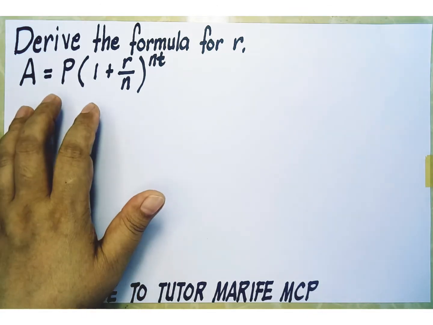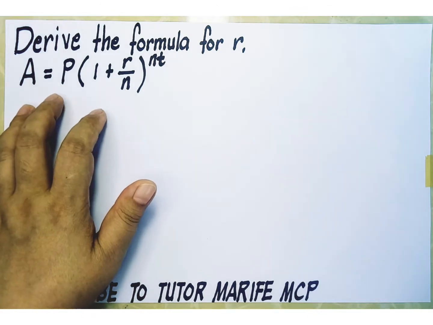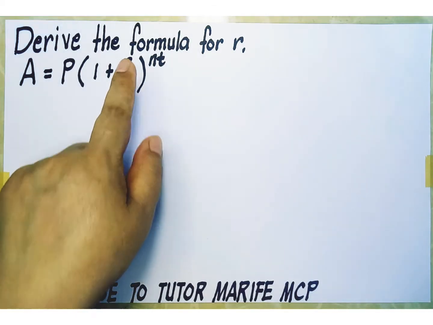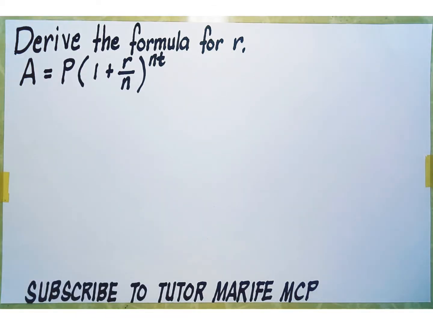So this is the general formula for compound interest. A equals P times the quantity 1 plus R divided by N raised to the exponent N times T. My goal is to gradually isolate R by itself on the right side. So the first variable that I'm going to remove from the right side is P.